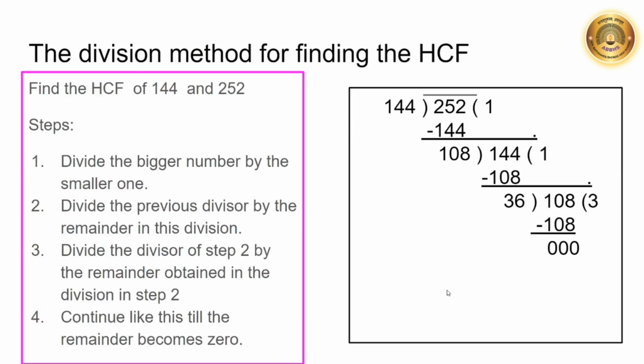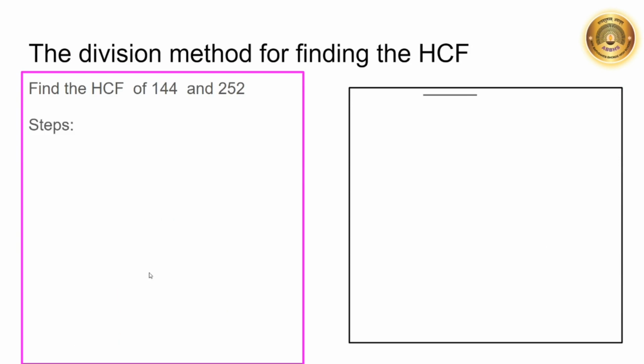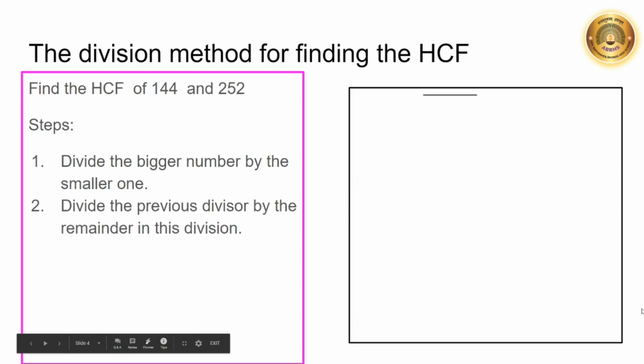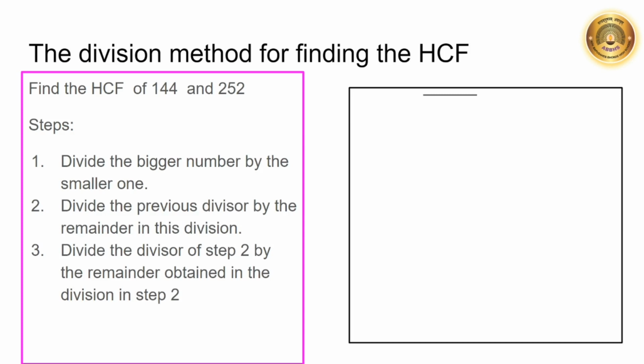Today, let us study the division method for finding out the HCF. I have taken an example. Find the HCF of 144 and 252. Let's take the steps. First, divide the bigger number by the smaller one. Then, divide the previous divisor by the remainder in this division. Then the third step is, divide the divisor of step 2 by the remainder obtained in the division in step 2. Continue like this till the remainder becomes 0.